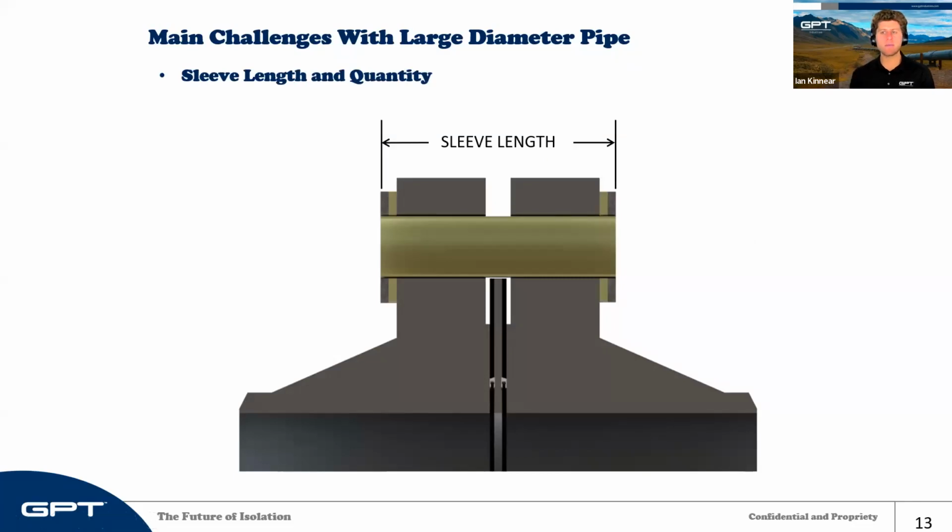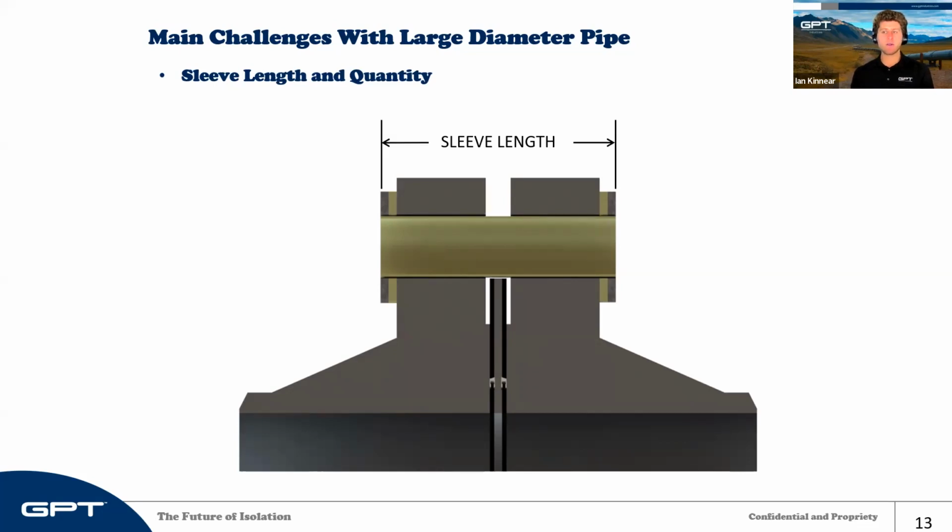The next thing that we talk about is the sleeve length not being correct. As you can see here, what the sleeve does is isolate the bolt from the flange. So you can't get any current passing from the bolt to the flange itself. You're isolating there.